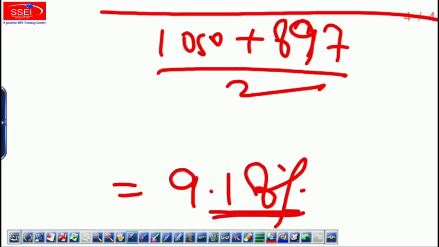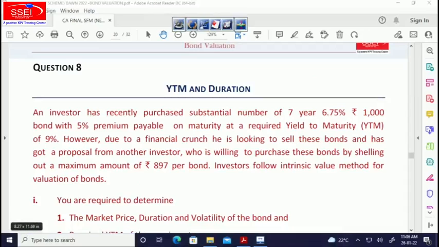Nowadays they are doing YTM by doing interpolation, the NPV method. They calculate at a different rate, deduct the price and get the NPV, get two NPVs, then lower rate plus NPV at lower rate divided by the difference of NPVs, into higher rate minus lower rate. So you have to take your own call.